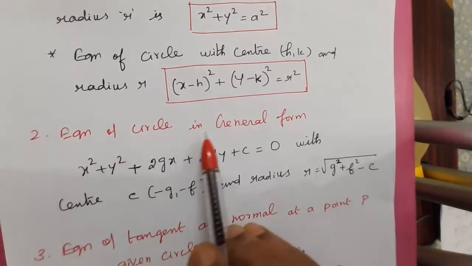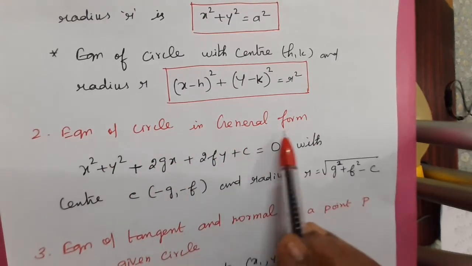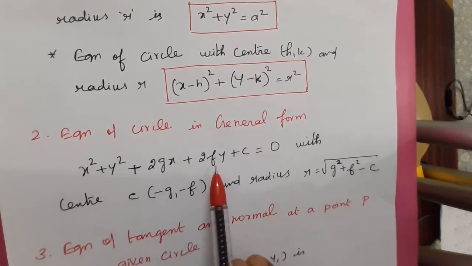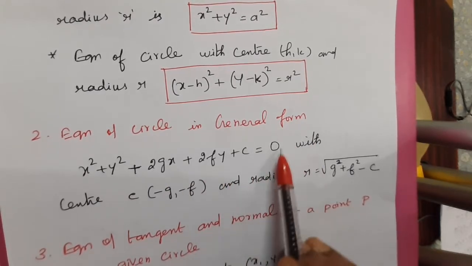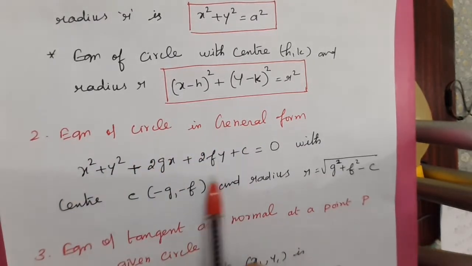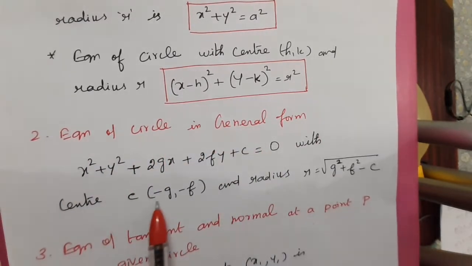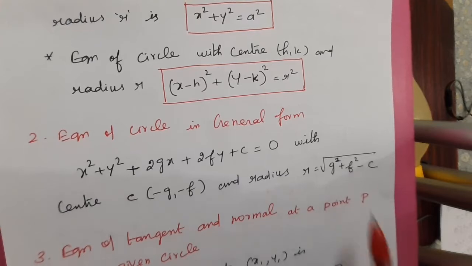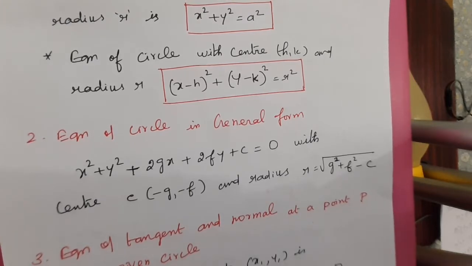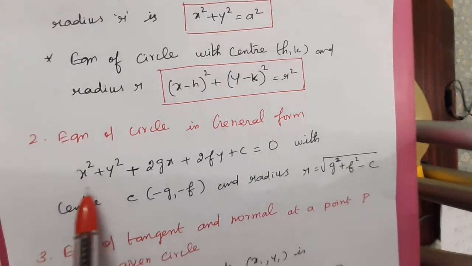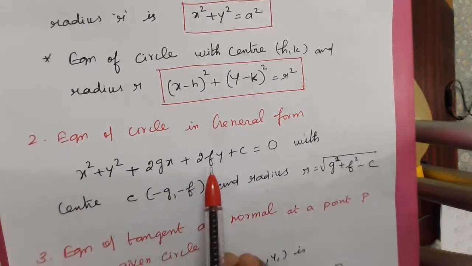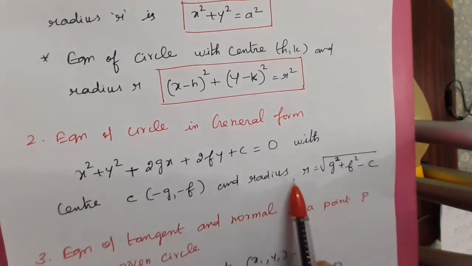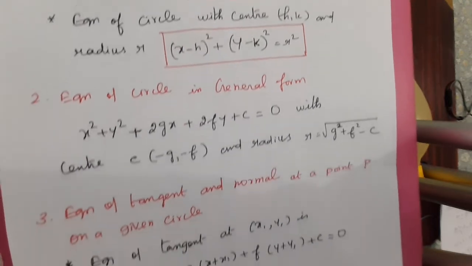Second one, the equation of the circle in general form: x square plus y square plus 2gx plus 2fy plus c equal to 0, with the center c as minus g comma minus f and radius r equal to root of g square plus f square minus c.